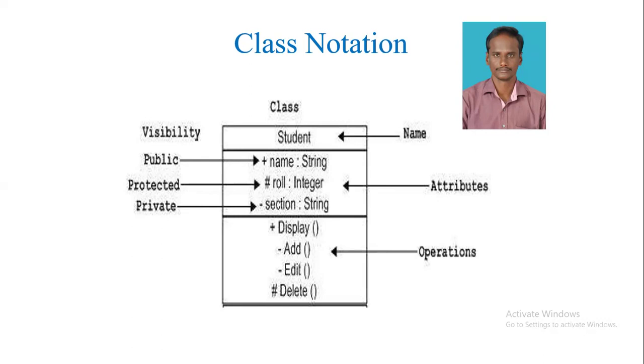And next one is hyphen. Hyphen indicates private. Private attributes can be accessed only inside the class. It means that even if you have used a parent-child class relationship in inheritance, the child class also cannot access the private property, because private means it can be accessed only inside that particular class. Similarly, the third one is operations. So totally the class notation has three parts: name of the class, attributes or properties, and behavior or operations or methods of the class. So three parts.